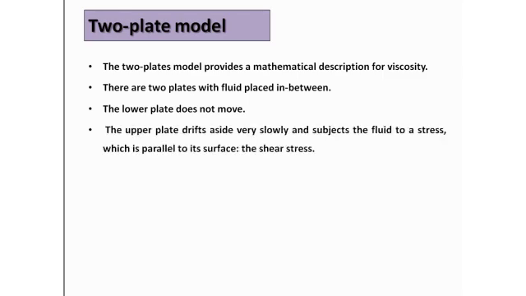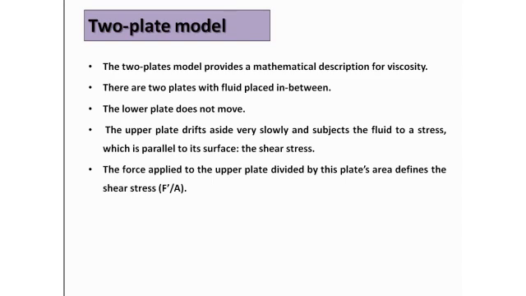So the upper plate drifts aside very slowly, right? And subjects the fluid to a stress. When it slowly moves, the fluid attached to the upper plate will have some sort of stress, which is parallel to its surface. This fluid was earlier parallel to the surface of the upper plate, right? So when the upper plate slowly moves, it produces stress on the upper layer of the fluid which was in touch with the upper plate. So it is known as the shear stress.